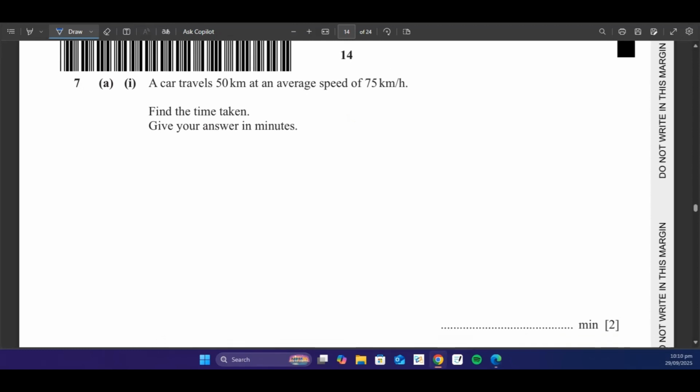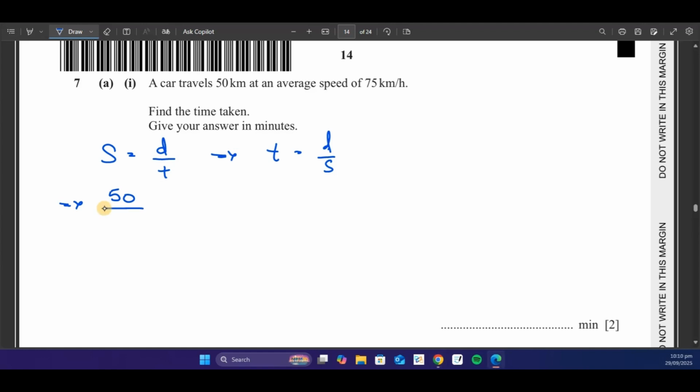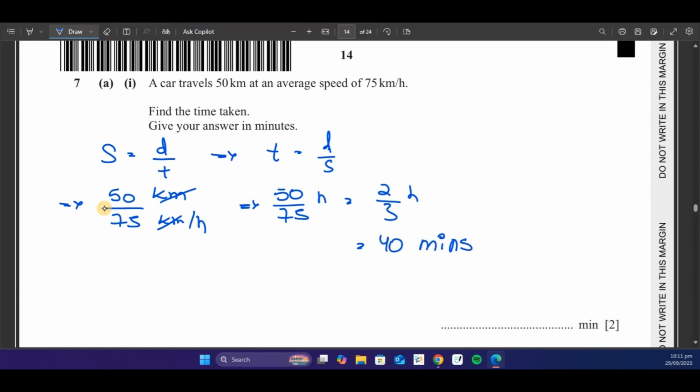Question number 7. A car travels 50 kilometers at an average speed of 75. Find the time taken. Give your answer in minutes. Okay, so the formula for speed is equal to distance upon time. And so the formula for time would be time is equal to distance over speed. Pretty simple, right? Next, the distance is 50 and the speed is 75, in kilometers and kilometers per hour. So this just gets out, and we would be left with 50 over 75 hours is equal to 2 over 3 hours, which should give us 40 minutes. So our answer is 40.